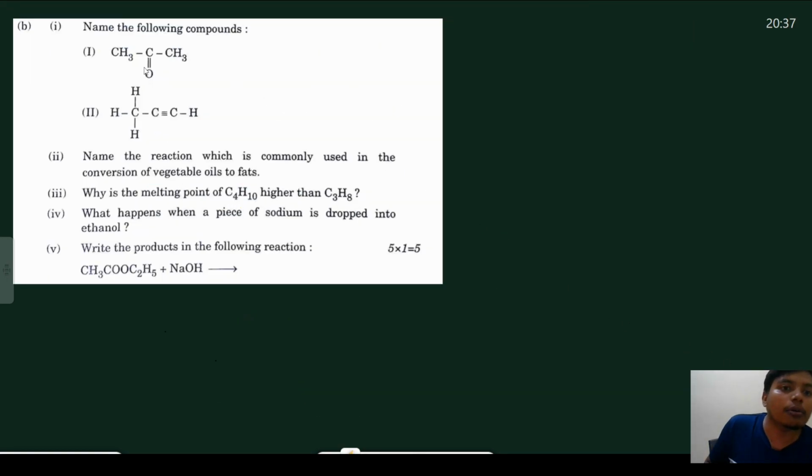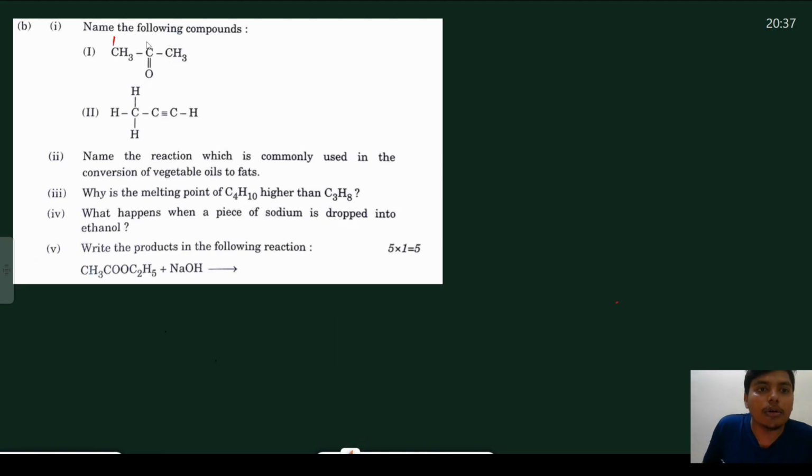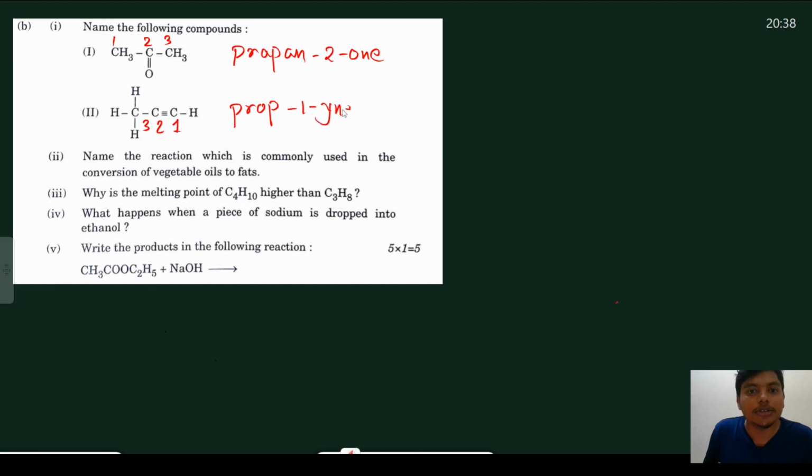Next, name the following compound. Here you have to number it first: 1, 2, 3. The name will be prop. Now, is there any double bond? Where is the one group? Propan-2-ol or 2-propanol, both are correct answers. Clear? Next, here we start numbering from the triple bond: 1, 2, 3. The name will again be prop. Now, where is the triple bond? Prop-1-yne. So this is the name.